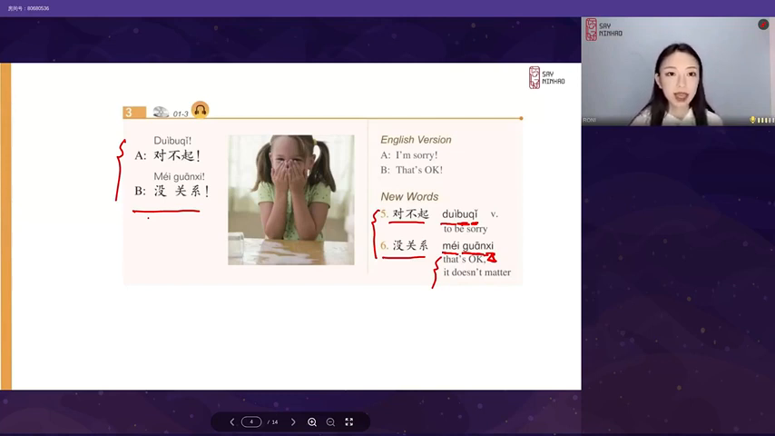So let's try to read this text. Read after me, okay? 3, 2, 1. 对不起, 没关系. Very good. So these are the texts for today. Now let's move on to our next part, which is the characters.